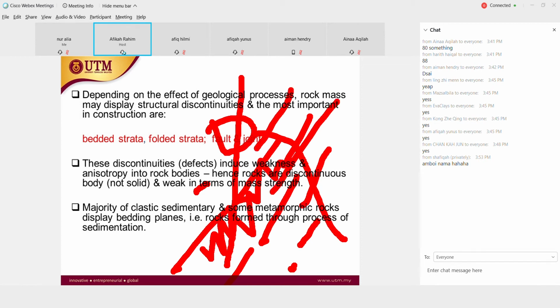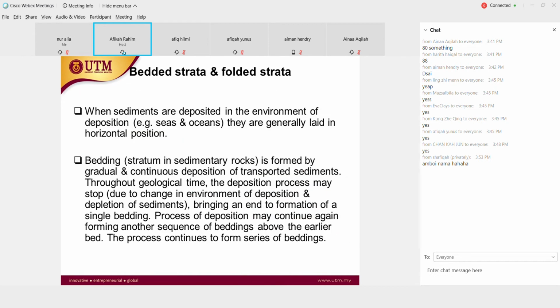Okay, and then depending on the effect of geological processes, rock mass may display structural discontinuities. The most important structures of discontinuities are these three: bedded strata, folds and faults, and joints. Okay, we move on to this one.